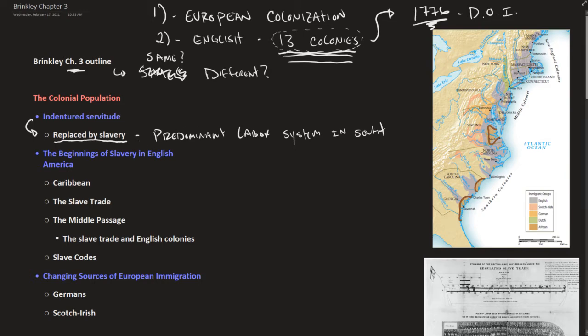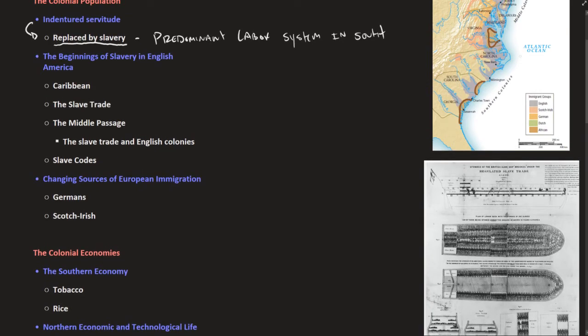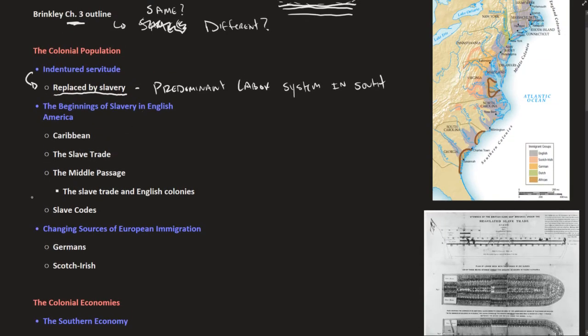Now, as far as the development of slavery goes in the English colonies, there's a couple of important things to take note of. First of all is the origins. I just want to keep an eye out here on people who might have become disconnected and are coming back. But anyways, the origins of it. First, the very first slaves to arrive in the English colonies came from the Caribbean.